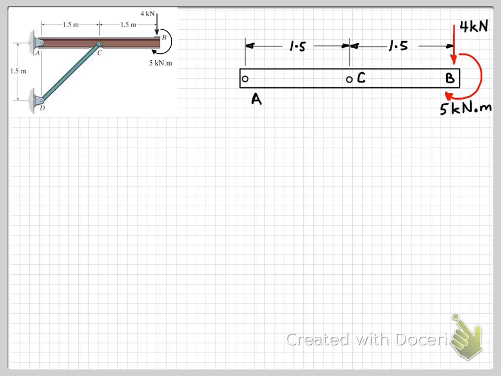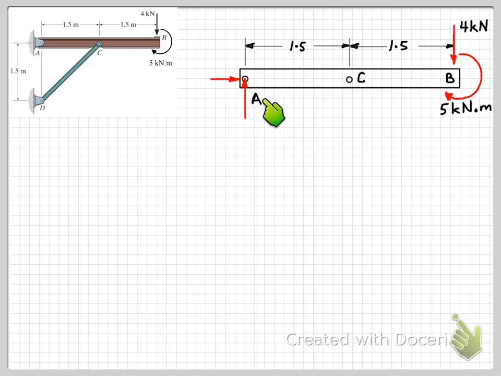Now we need to consider what's happening at our supports at A and C. Let's start with the support at A. If we go over to our picture, we can see here that we've got a pin support. So we know when we draw our forces here, we'll need a vertical reaction force and a horizontal reaction force that's provided by that support. Let's go ahead and draw those in. So we have our vertical reaction force and our horizontal reaction force.